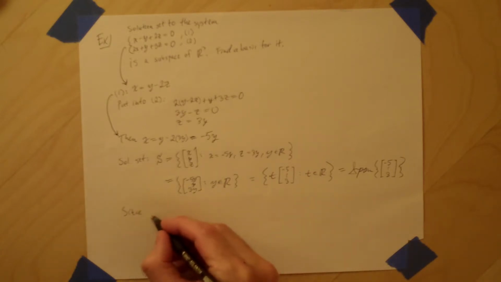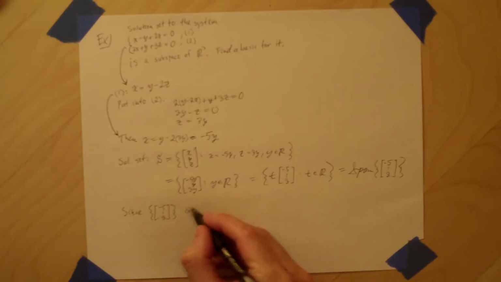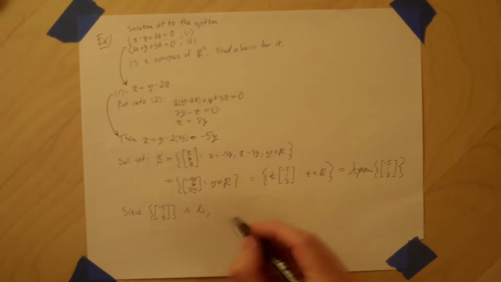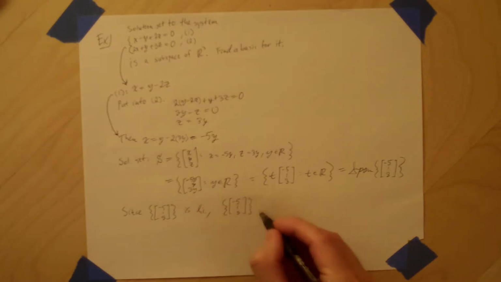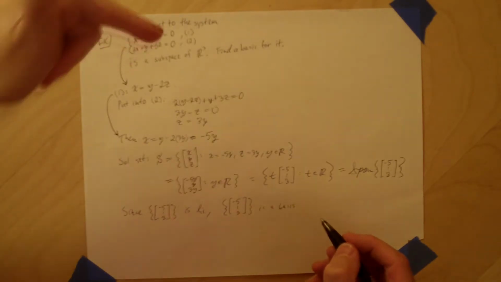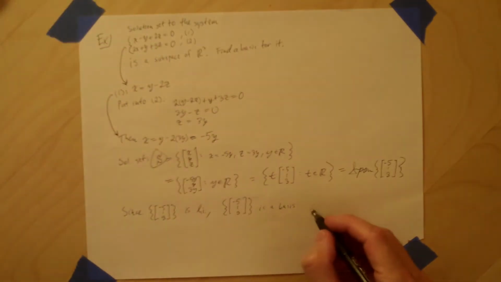So since the set containing the vector negative 5, 1, 3 is linearly independent, that set, negative 5, 1, 3, is a basis for the solution set to the system, which we're calling S, right?